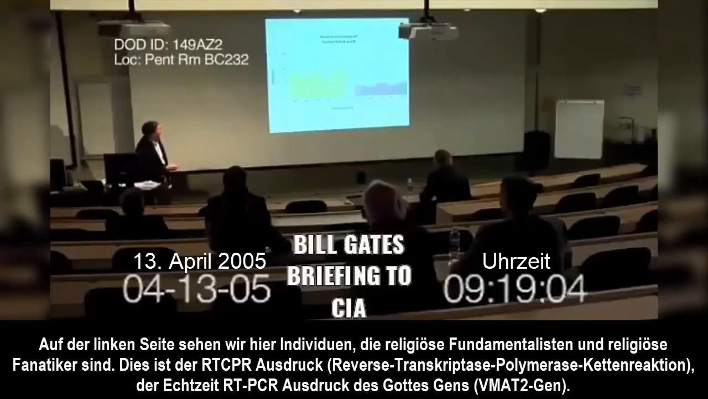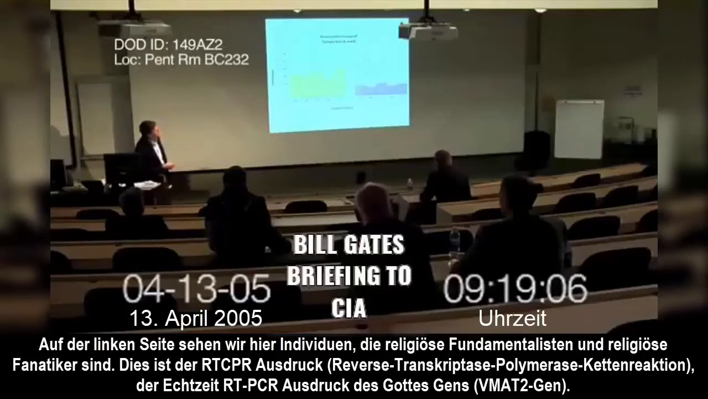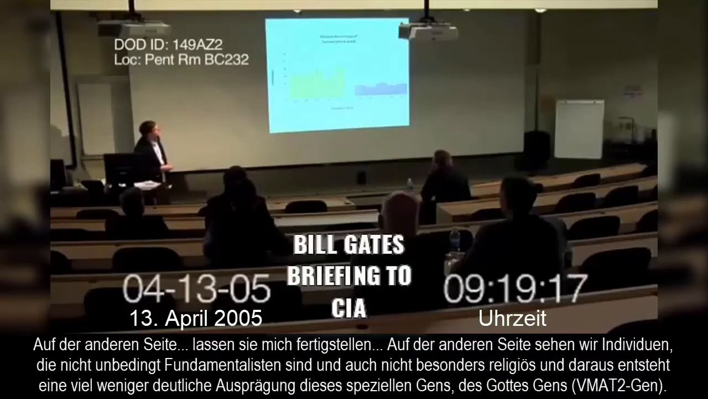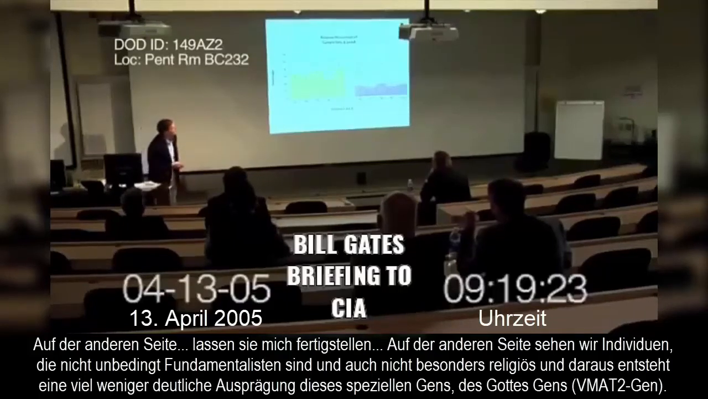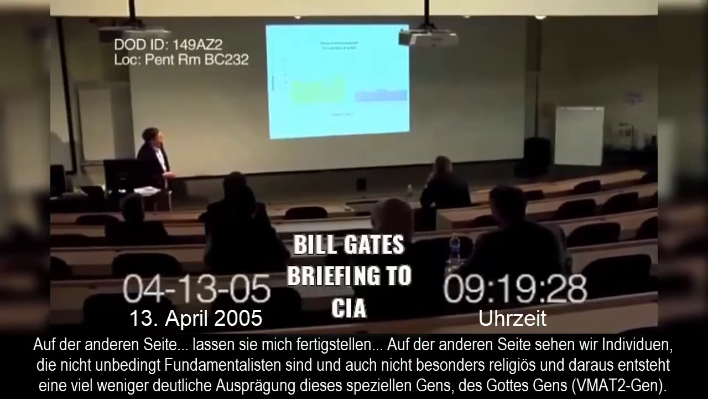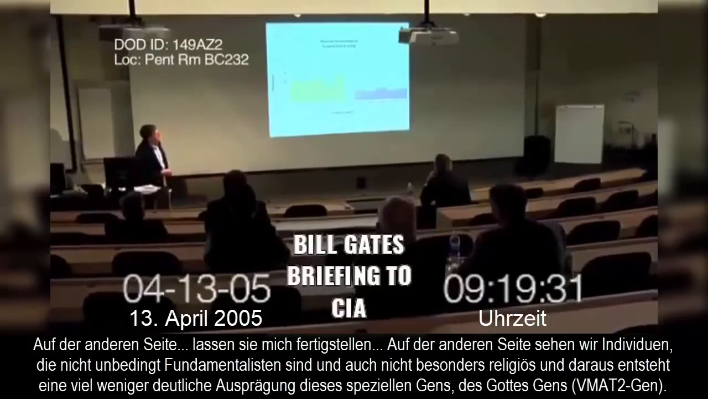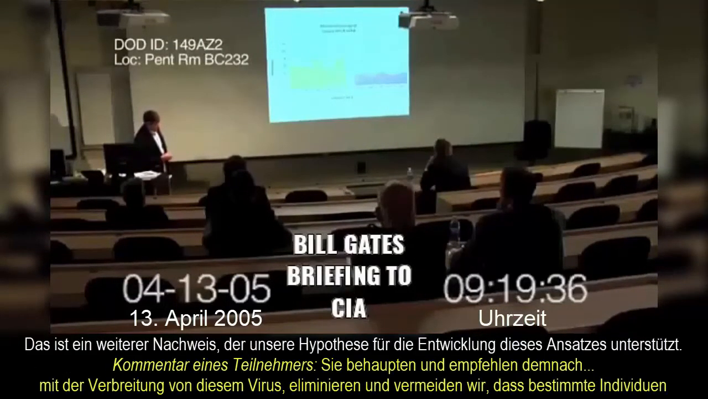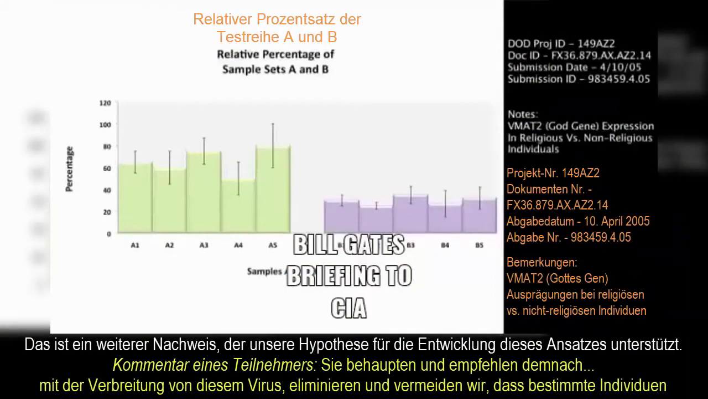On the left over here, we have individuals who are religious fundamentalists, religious fanatics. And this is the expression, real-time PCR expression of the VMAT2 gene. Over here, we have individuals who are not particularly fundamentalists, not particularly religious, and you can see there's a much reduced expression of this particular gene, the VMAT2 gene. Another evidence that supports our hypothesis for the development of this approach.